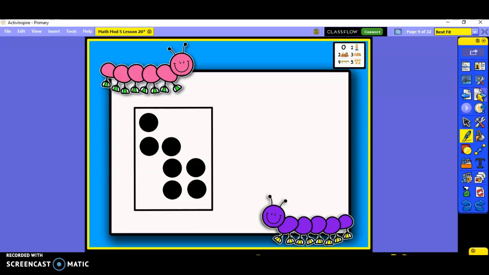Okay, next dot card. Oop, how did you see 7 this time? Let's check our thinking. Miss Nakian saw 7 as 3 and 4. Those were my 2 parts. 3 and 4 makes 7.